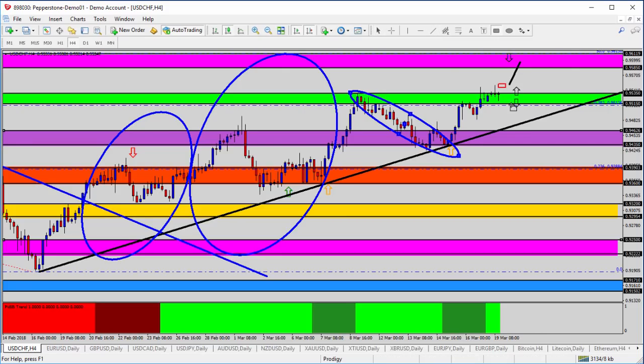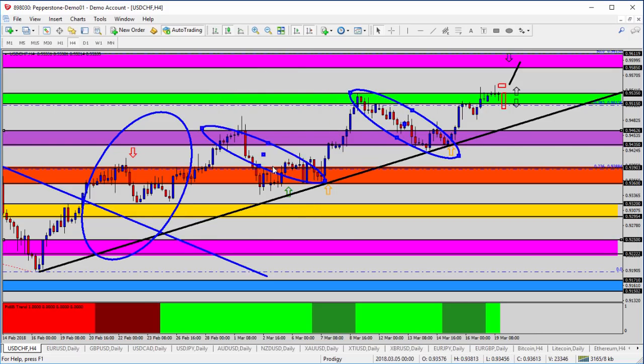Otherwise, a sudden infusion of sell orders, if we suddenly see a bearish move, a bearish engulfing candle, an inverted hammer candlestick, or a shooting star candlestick, those would be clues to us that we could be looking for a reversal. So we'll be looking for one of these two things: either a breakout to go higher or a sudden infusion of sell orders for a reversal for the dollar franc today.